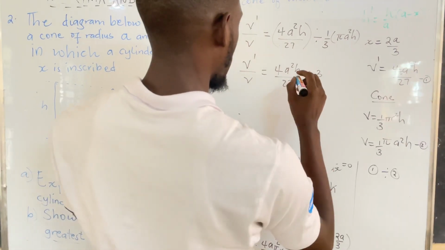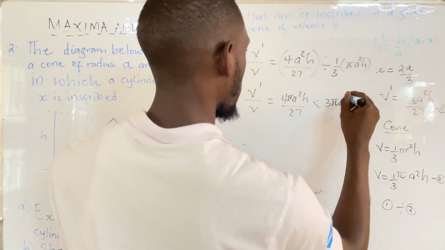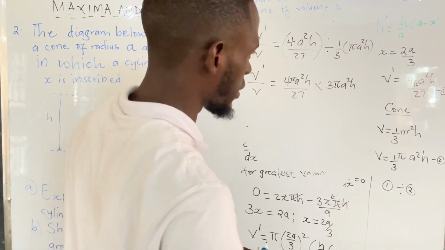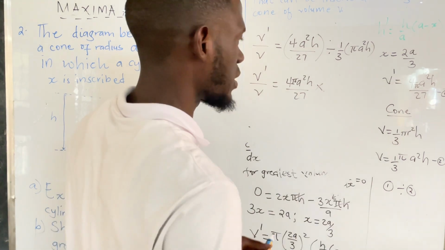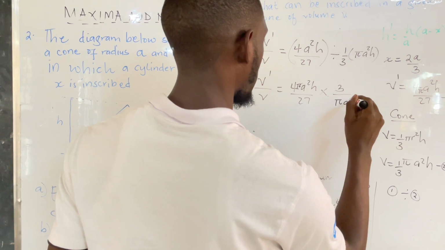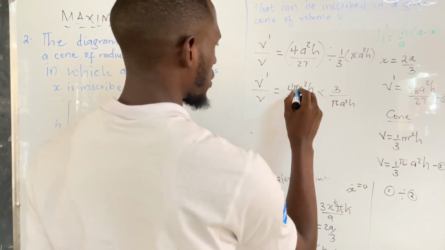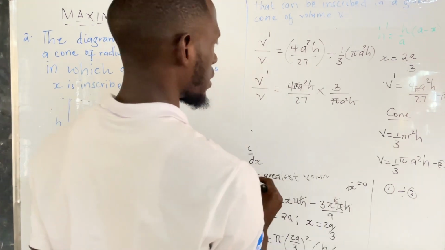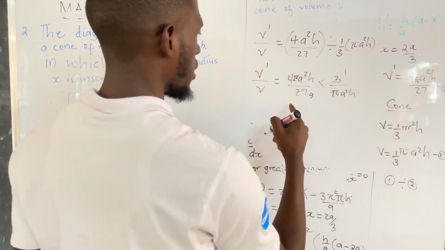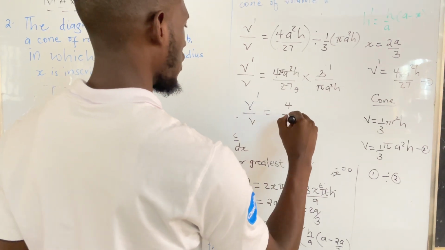Yes, there is a pi. So 4 pi a squared h over 27, times the reciprocal of V, which is 3 over pi a squared h. Now, after reaching here, we have the pi a squared h cancelling. Then we have 4 by 9, so we have V prime over V being equal to 4 over 9.